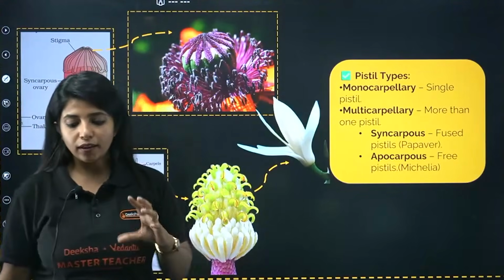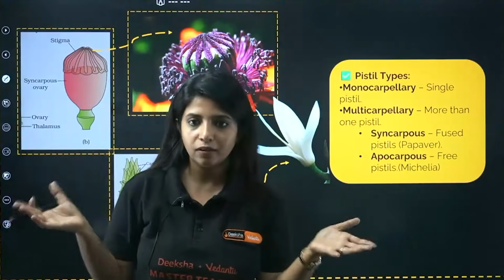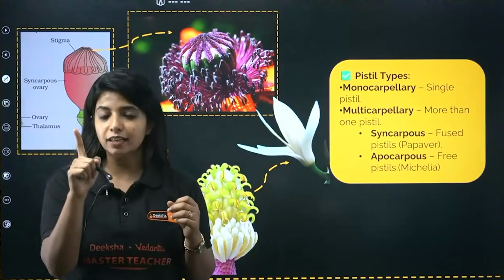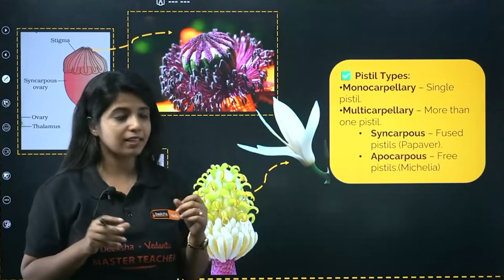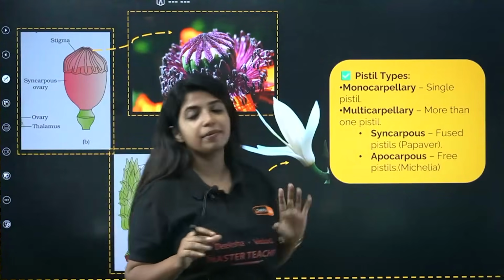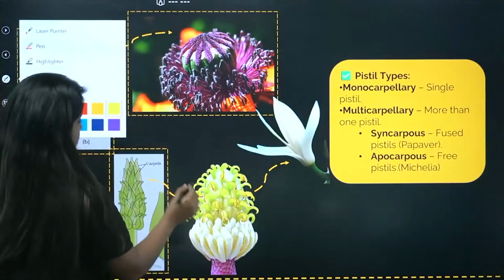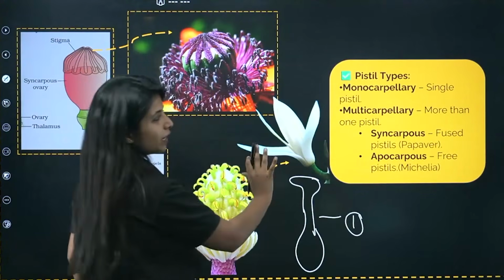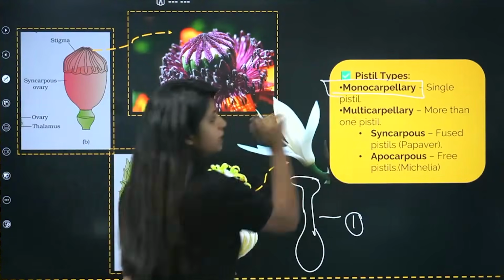So we saw that the female part is known as carpel or pistil, right? There are conditions where you have a single pistil. Only a single pistil is there. This is known as monocarpellary condition. Single pistil means basically you just have one of this, only one.